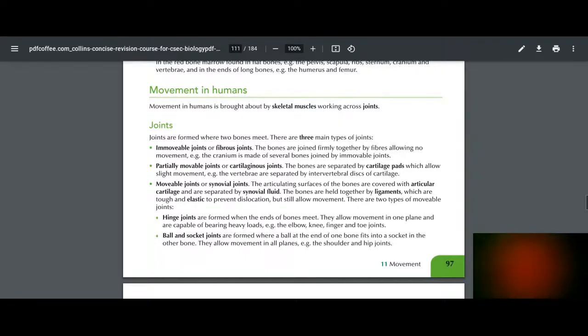So, what are fibrous joints? These joints are basically joints fused together by fibers allowing no movement. So, the cranium is made up of several bones that are immovable. And then we have the partially movable joints or cartilaginous joints. They are separated by cartilage pads. And if it's partially movable, obviously there's slight movement within the joint. These partially movable joints can be found in the vertebrae, hence why you see the spine move a little bit.